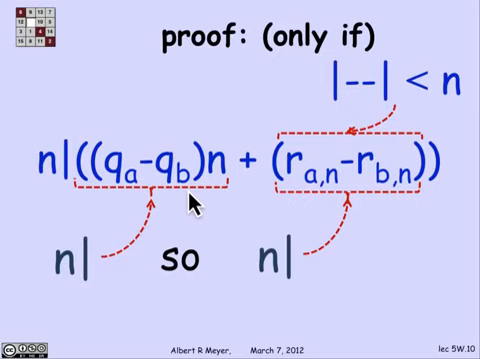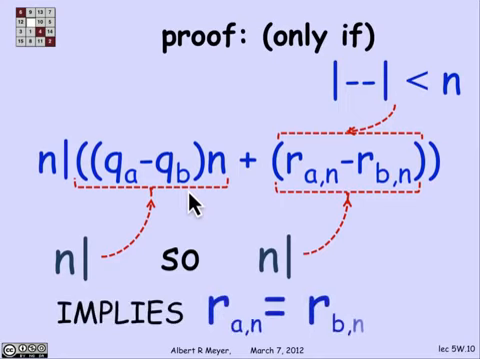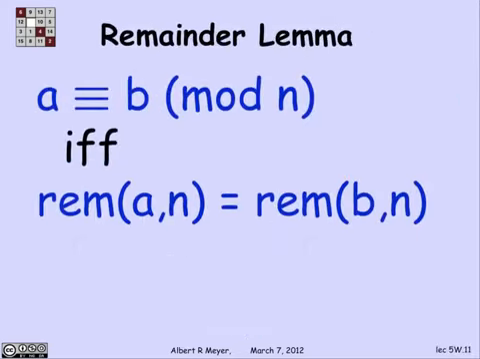But remember, these are remainders. So that means that they're both in the interval from 0 to n minus 1 inclusive, and the distance between them has got to be less than n. So if n divides a number that's between 0 and n minus 1, that number has to be 0, because it's the only number that n divides in there. So in fact, the difference of the remainders is 0, and therefore the remainders are equal. And we've knocked that one off.